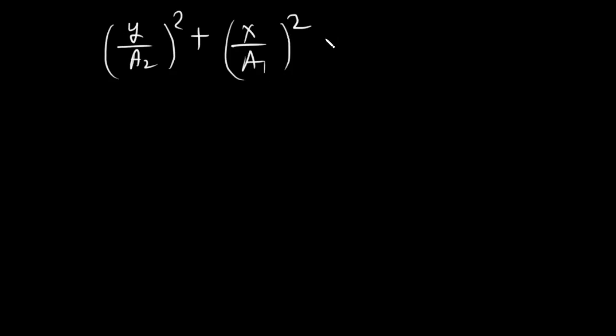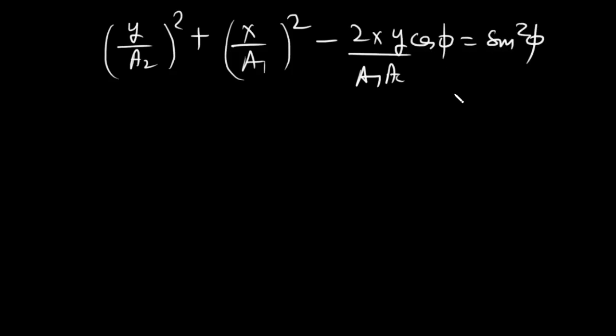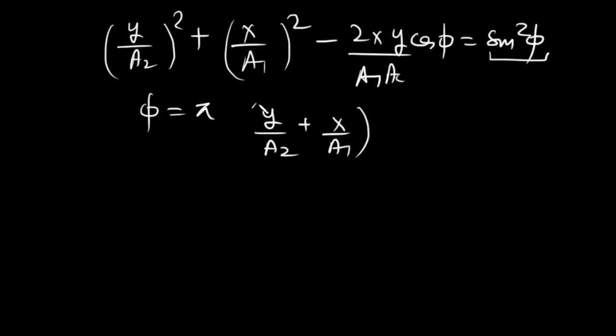Now, (y upon a2) whole square plus (x upon a1) whole square minus 2xy by a1 a2 cos phi equals sine square phi. Okay, so let us say phi to be pi. Now what happens when phi equals pi? Sine pi is 0, but cos pi is minus 1. So what are we left with? We are left with (y by a2 plus x by a1) whole square to be 0, because this will become plus. So we are left with y equals minus a2 by a1 x.